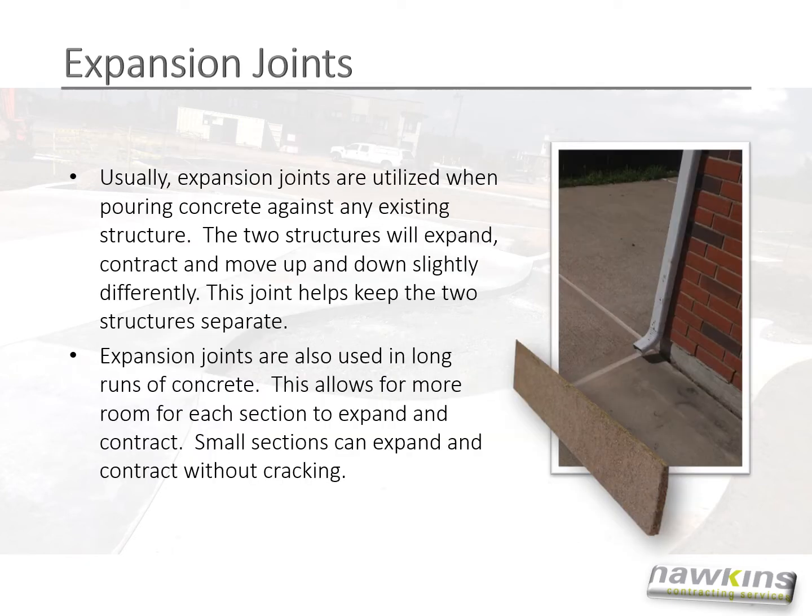Expansion joints. Usually, expansion joints are utilized when pouring concrete against any existing structure. The two structures will expand, contract, and move up and down slightly differently. This joint helps keep the two structures separate. Expansion joints are also used in long runs of concrete. This allows for more room for each section to expand and contract. Small sections can expand and contract without cracking.